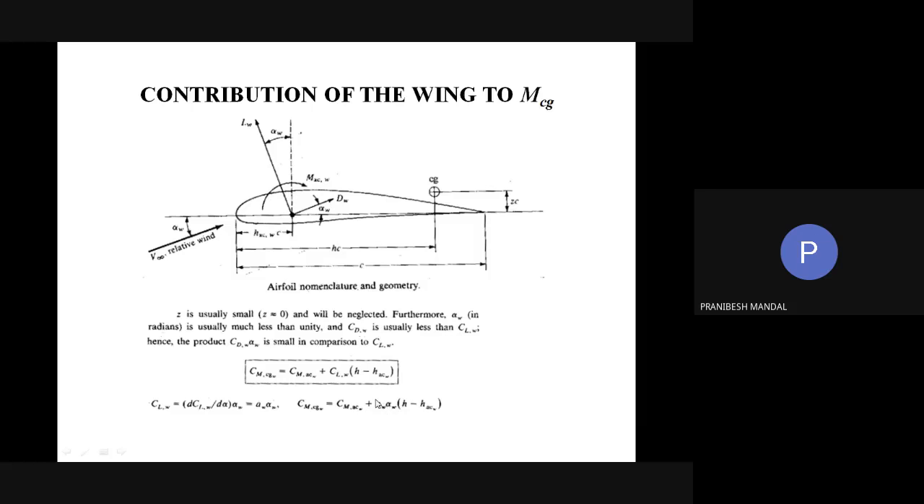CMACW, AW, HACW for the wings. Now you may ask me why this is done. If the wind tunnel data is obtained using such a wing body combination, then the effect of body will be incorporated by default.